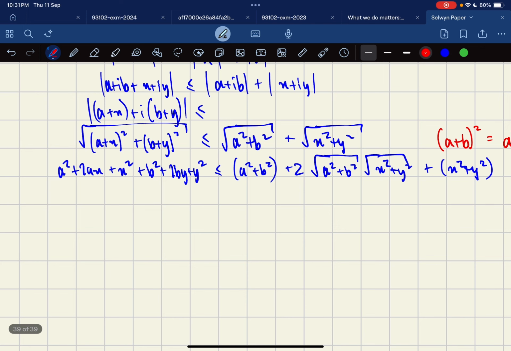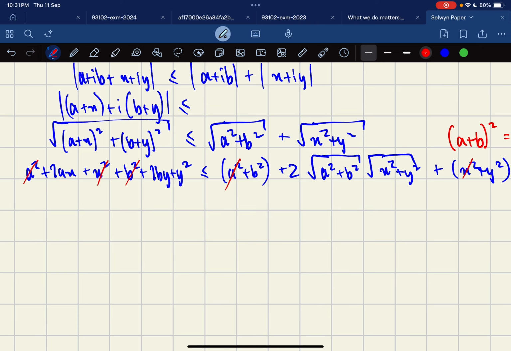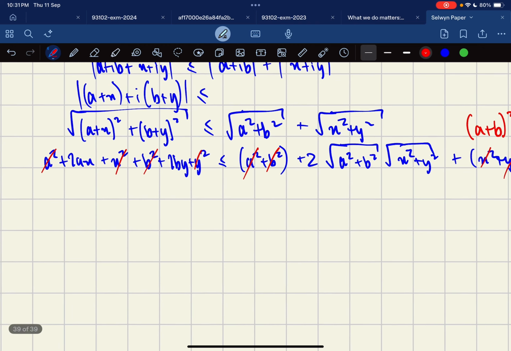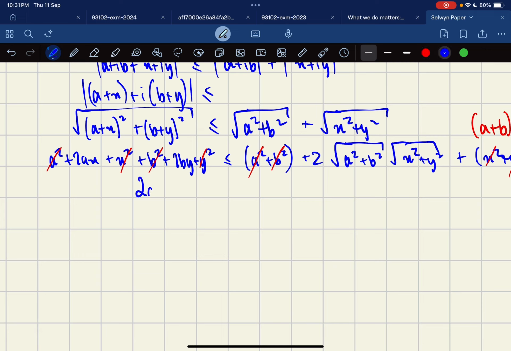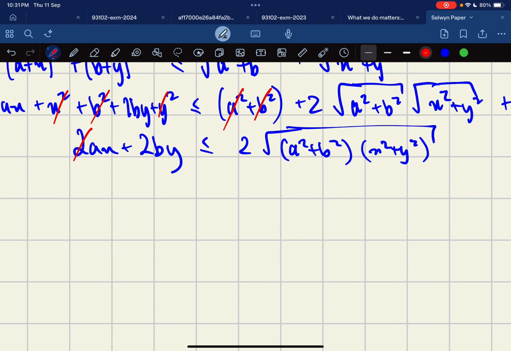So you'll notice here that the a squareds cancel, x squared and x squared cancel, b squared and b squared cancel, y squared and y squared cancel. So all we're left with is, on the left hand side, 2ax plus 2by less than or equal to, these are two square roots multiplying by each other, so you can multiply the inside components together. So this is 2 square root of a squared plus b squared times x squared plus y squared, and all of this is square rooted. Notice that you got a factor of 2 everywhere, so you can cancel out the 2 here. So all you're left with is ax plus by less than or equal to the square root of, let's expand out the inside of the brackets over there.